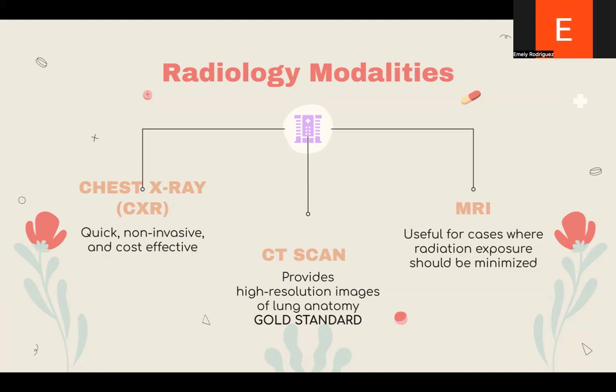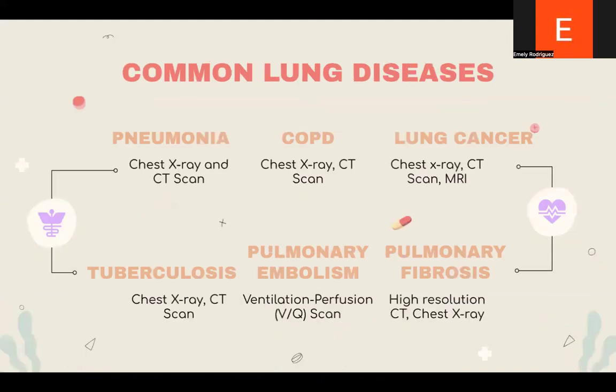MRI is rarely used for lungs but can be helpful in special cases, specifically where radiation exposure should be minimized, for example, in pregnant patients. Common lung diseases presented are pneumonia, COPD, lung cancer, tuberculosis, pulmonary embolism, and pulmonary fibrosis.